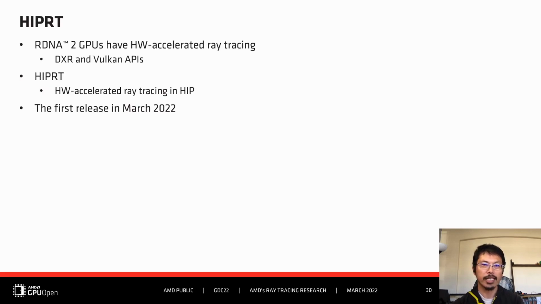The background of this work is that the RDNA2 GPUs we released a while ago have hardware accelerated ray tracing, which is exposed to DXR and Vulkan APIs. So if you are writing an application on these APIs, you can use it. However, if you are writing your code in HIP, then you do not have access to hardware ray tracing. HipRT solves the problem. HipRT is a library we have been working on, and it lets users use the true power of RDNA2 GPUs. This is the first time we release it to the public, and it is released in March 2022.